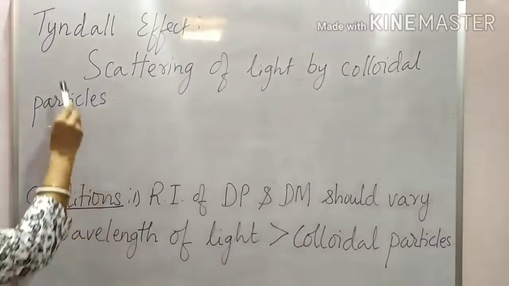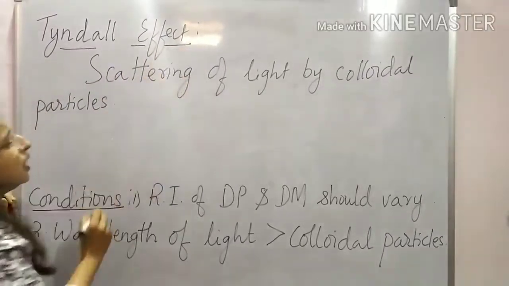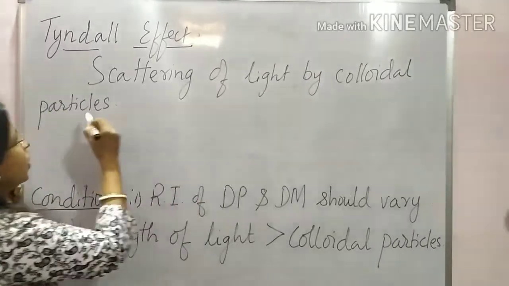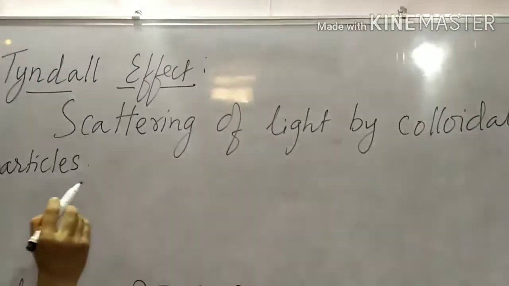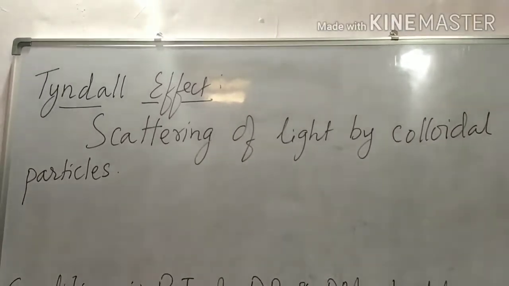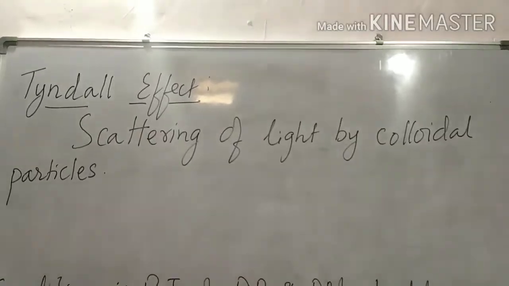Now let us see some detail about the Tyndall effect. So what is meant by Tyndall effect? It is the scattering of light by the colloidal particles. The Tyndall effect definition is: the scattering of light by the colloidal particles is called the Tyndall effect. So how does the light get scattered by the colloidal particle?